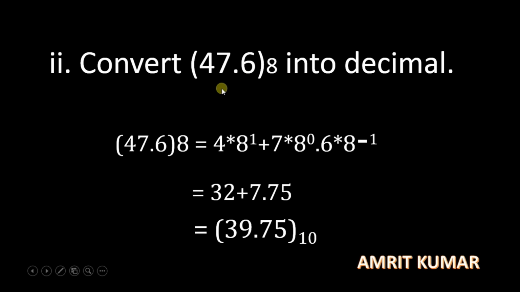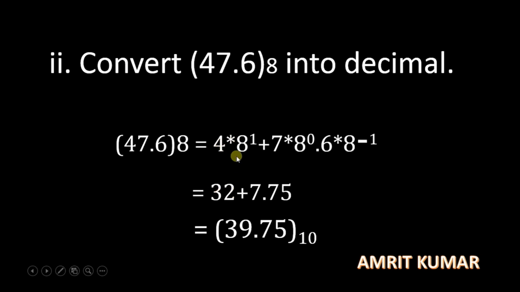Now I am calculating it. Here I am calculating 7 multiplied by 8 to the power 0, because 7 has position 0, so I multiply it with 8 to the power 0. So 7 multiplied by 8 to the power 0 is 7. After that I am multiplying 4 into 8 to the power 1. 8 to the power 1 is 8, so 8 multiplied by 4 is 32.